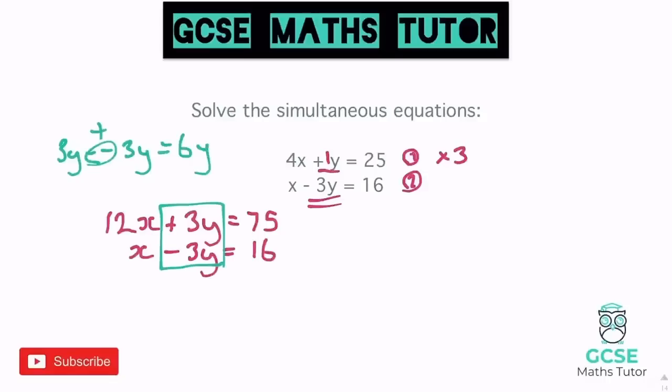So taking them away is not going to work. I'm going to have to add them together. 3y add negative 3y becomes 0. So if we add these two equations together, we get 13x equals 91.